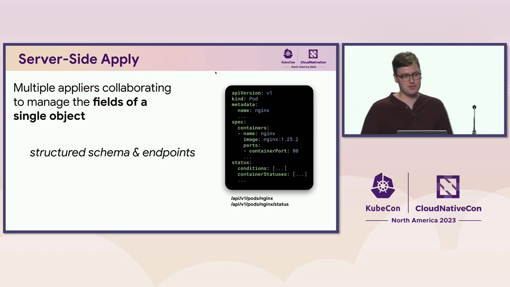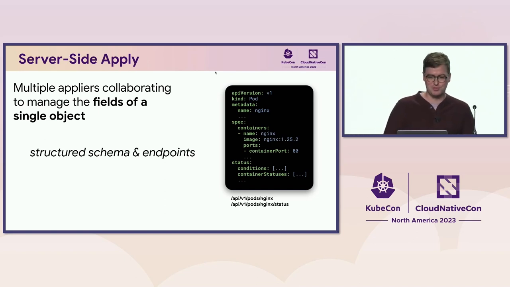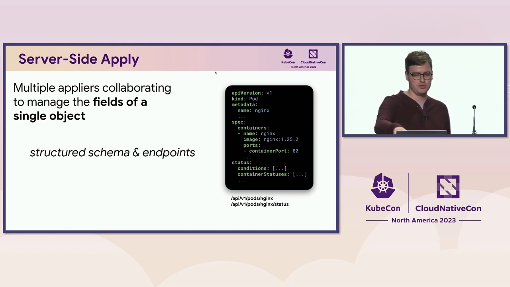So first, the fields of a single object, I just want to cover this a little bit in detail. What is an object in Kubernetes? It has a structured schema and there are endpoints. You can see the structure on the right. You have API version, kind, metadata, and then you have spec and you have status, and you can see below that the different endpoints. There are also other endpoints that I haven't mentioned, like the scale sub-resource instead of status, and technically different resources have other ones.